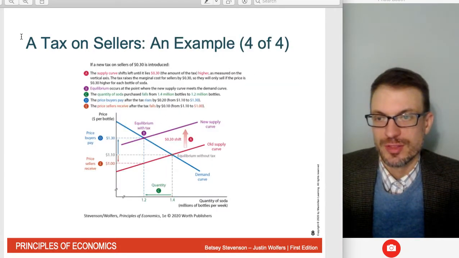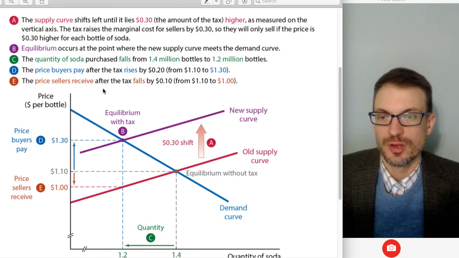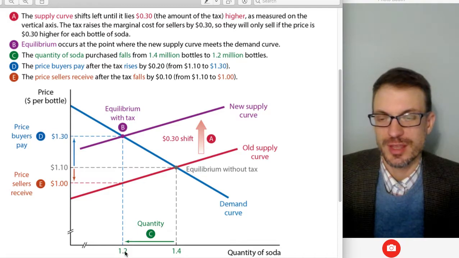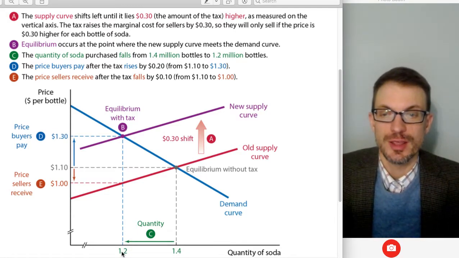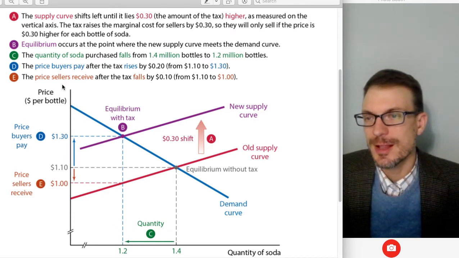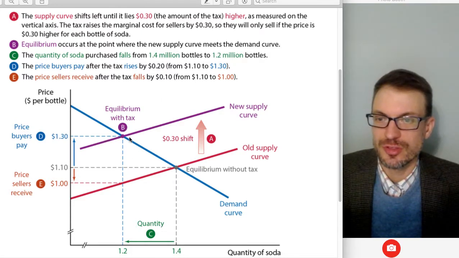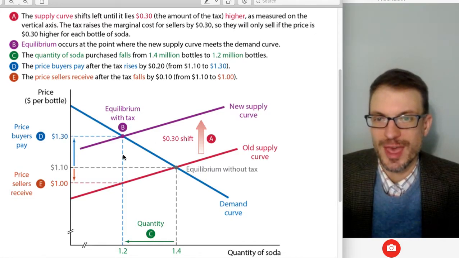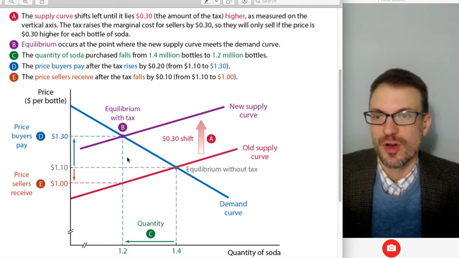I'm just going to go kind of to the end of the graph portion. The quantity of soda purchased falls. Oh, this was 1.4 million down to 1.2 million. So we'll label this now. Okay, so what's happened is we've reduced the quantity. Of course, there's a higher price, so we're going to get a lower quantity demanded. That's right. The price buyers pay rises by 20 cents. Actually, it turns out this equilibrium happens at $1.30. It rose from $1.10 to $1.30. The price sellers receive after the tax falls by 10 cents, from $1.10 to $1, right?